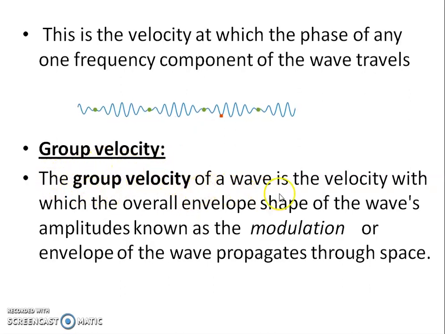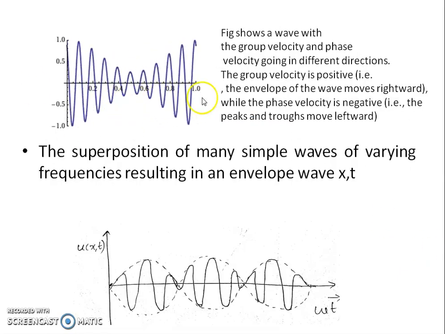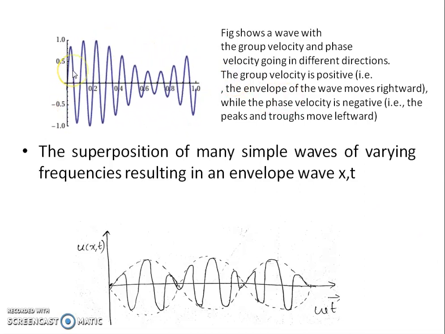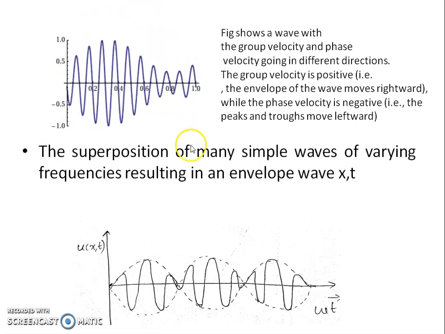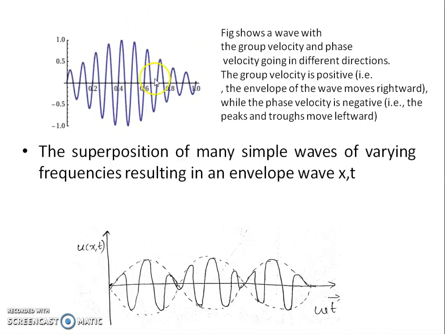The group velocity of a wave is the velocity with which the overall envelope shape of the wave's amplitude, known as the modulation or envelope of the wave, propagates through space. Here we are considering more than one wave. So this is the envelope. The envelope means the wave has a higher value and also a lower value, and that region is taken as an envelope.